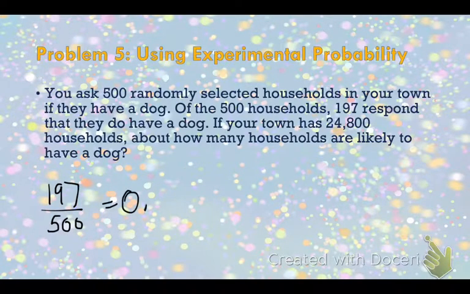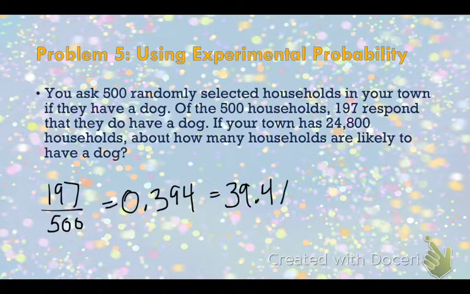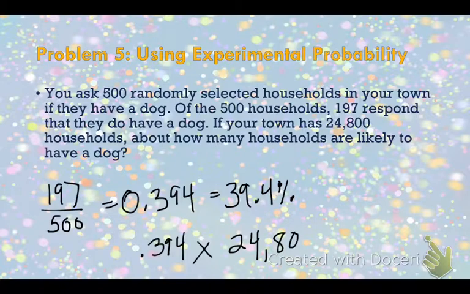That is the same as 0.394, and I can divide that in a calculator to figure that out if I need to, which is the same as 39.4%. Now, if I'm trying to figure out, okay, well, my population is 24,800, how can I use my small sample group to make a prediction about my larger group? I can take my decimal or my percent, they are the same thing, 0.394, and multiply that by the number of people, or the number of households, sorry.